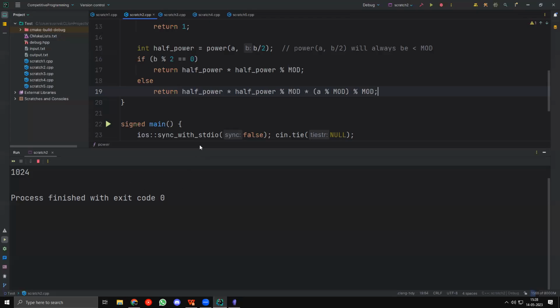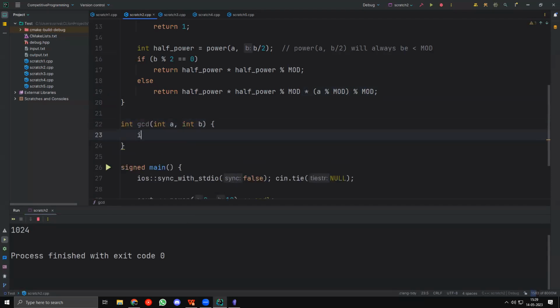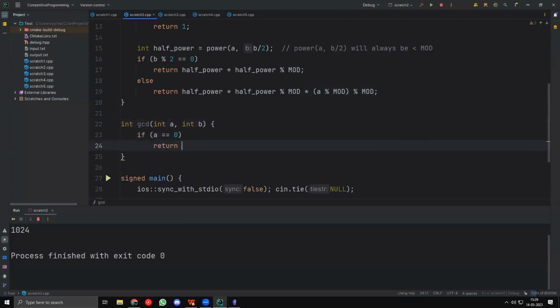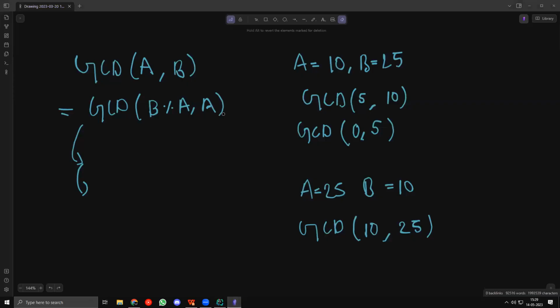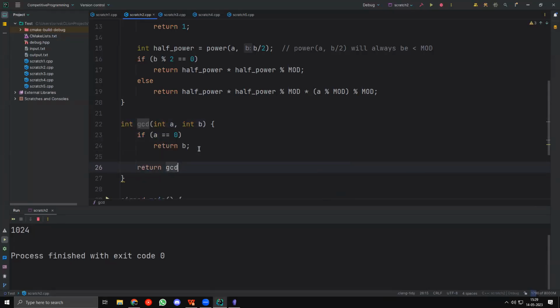GCD doesn't even need that. And this is also very simple to implement. All you have to do is write GCD of int A, comma int B. Now I know that if A is equal to 0, we return B. If the first value is 0, then I cannot take modulo again. I am not able to take B modulo A. So if A equal to 0, return B. And otherwise I return GCD of B modulo A, comma A. And that's it. This is the entire GCD function.